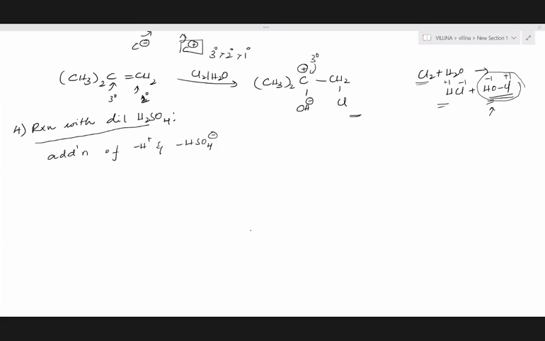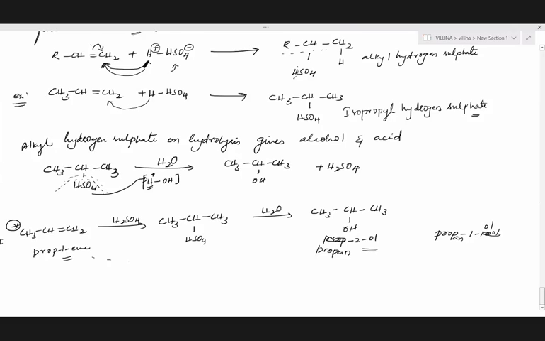All right. So what happens when we react an alkene with dilute H2SO4? Let's see that part. Alkenes give electrophilic addition, which means the H plus part will be added first, with cold sulfuric acid.